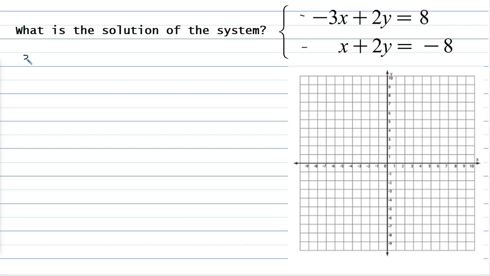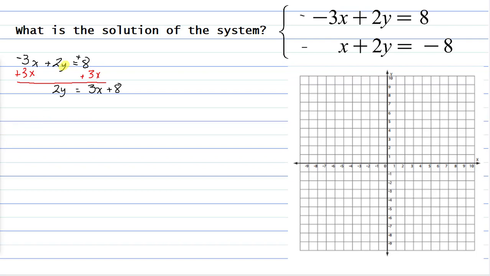So I'm going to take the first one, negative 3x plus 2y is equal to 8. And our goal is to get this y by itself. So I need to move everything else away. The first thing I'm going to do is move the 3x to the other side. And so I end up with 2y is equal to, and I always put my x first, 3x, and 8 is positive, so plus 8.